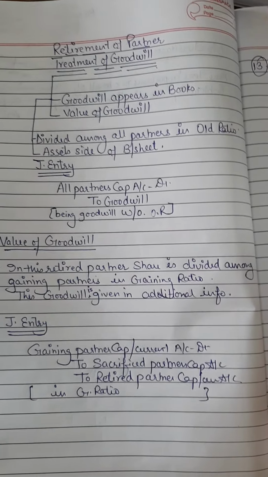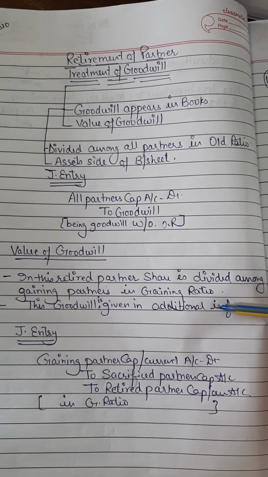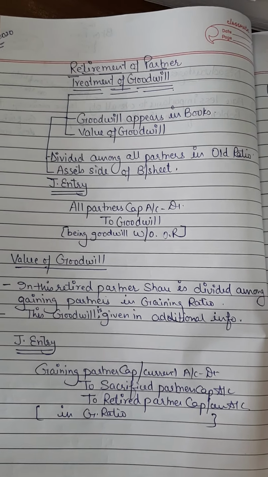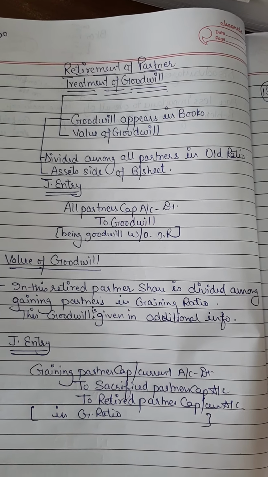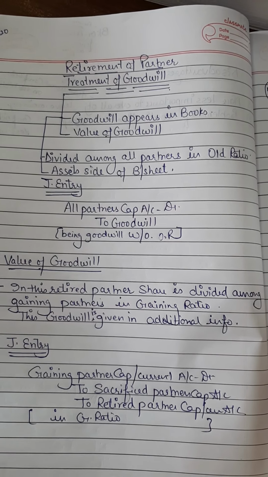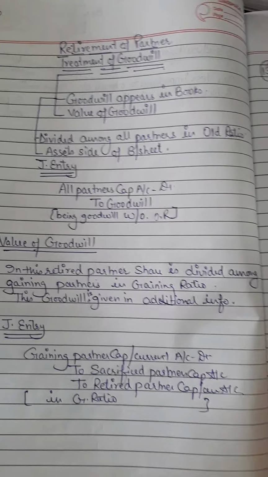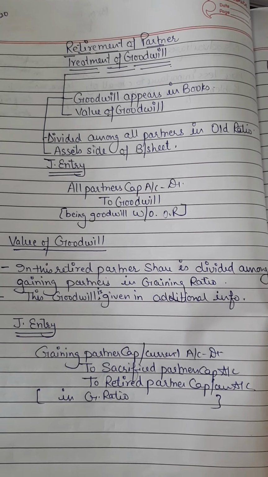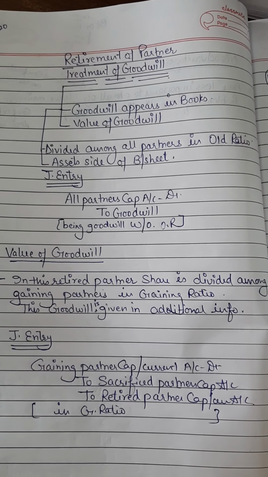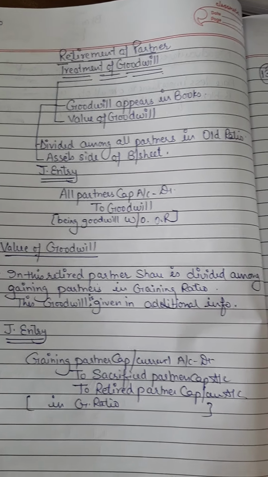Value of the goodwill is given. This information is given always in the additional information. ये आपको हमेशा additional information में इसकी information मिलेगी. In this, the retired partner's share is divided among gaining partners in the gaining ratio. ये जो goodwill है, हम क्या करेंगे, इसमें से जो retired partner का share होगा वो हम calculate करेंगे और जो partners gain कर रहे होंगे उनके बीच में divide कर देंगे.